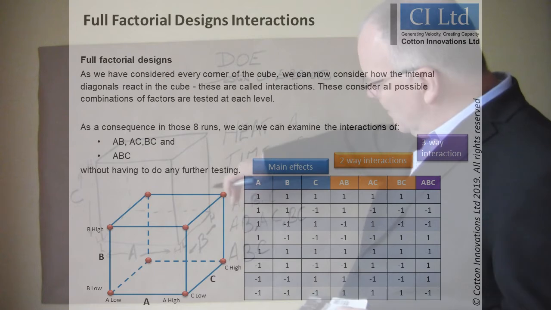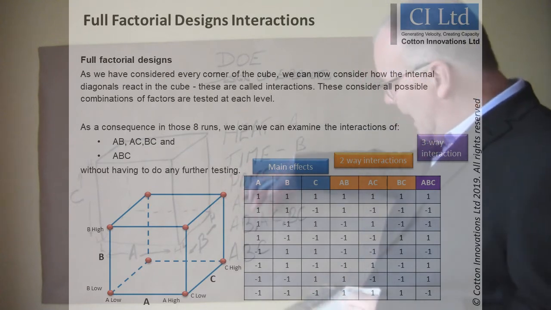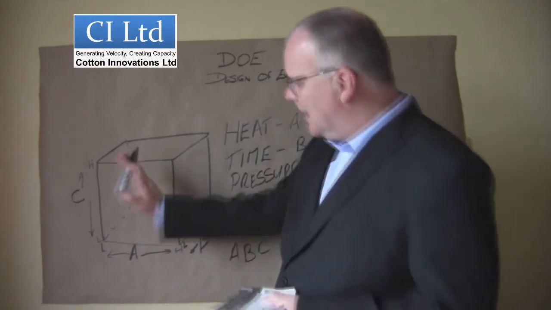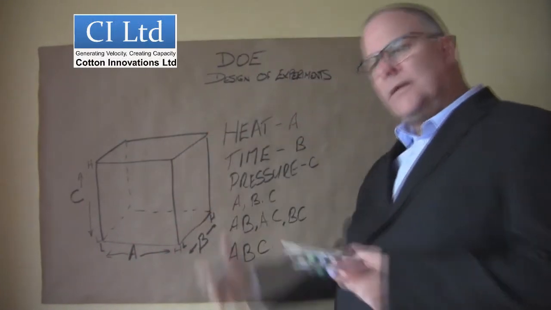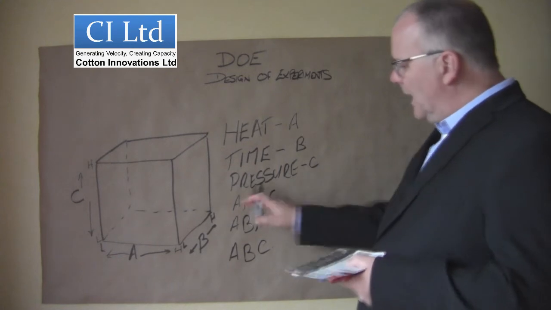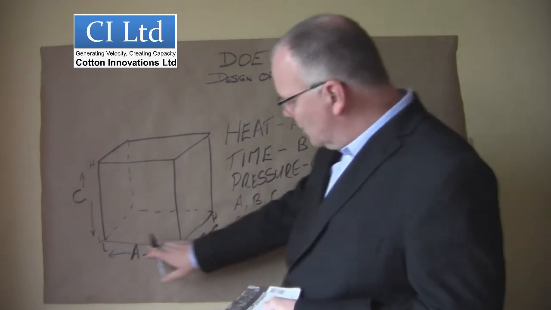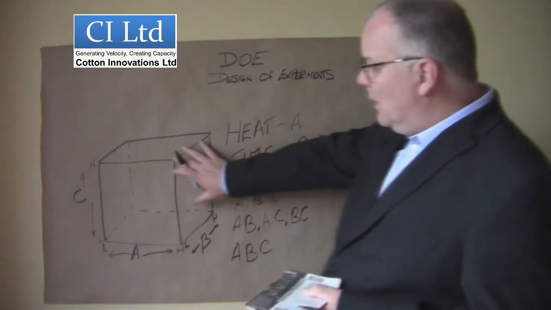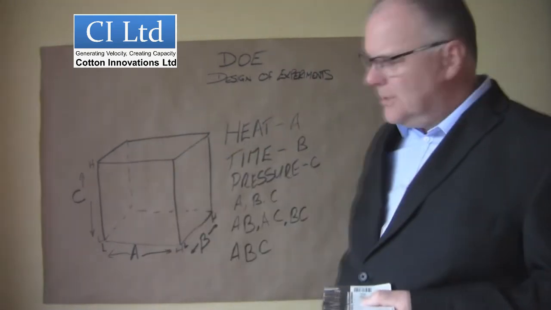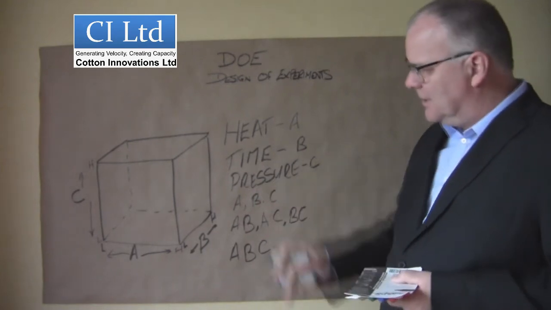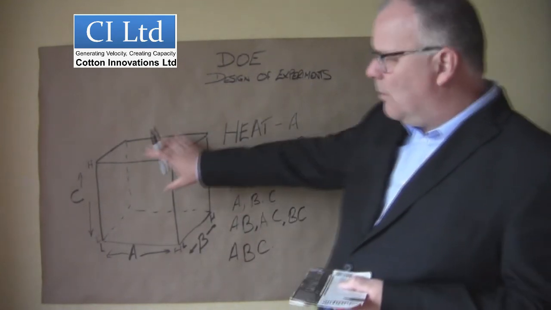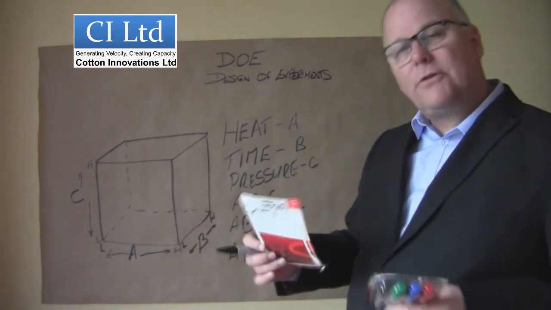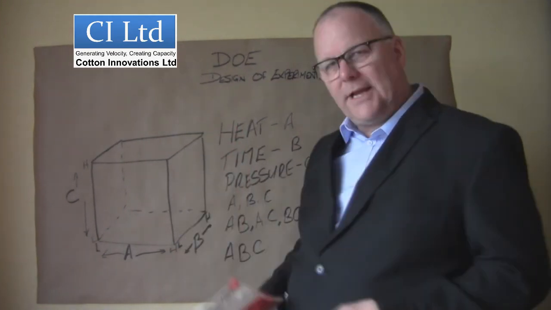So what we're doing when we're looking at AB, AC, BC, is looking at this side, this side, this side, that side, this side, and the back side of the cube. When we're looking at A, B, and C, we're looking at this surface, or this surface, or this surface. And when we're looking at A, B, C, we're looking at inside the cube. So what the experiment can do is give us an understanding of which factors are the most significant, how to find an optimum point, how to set that.